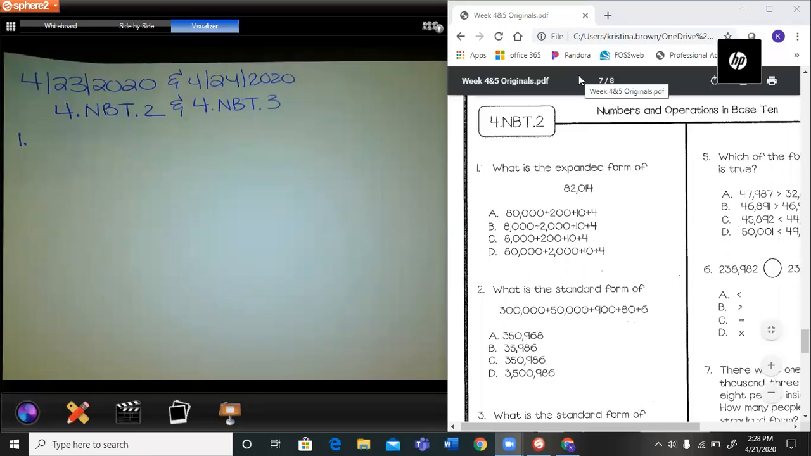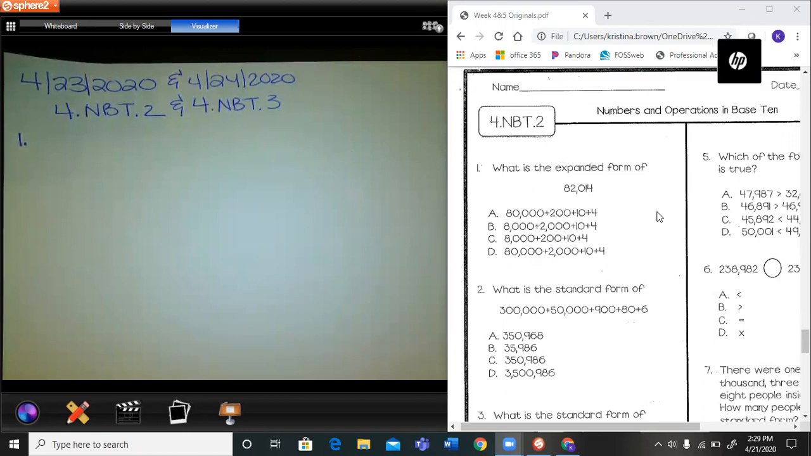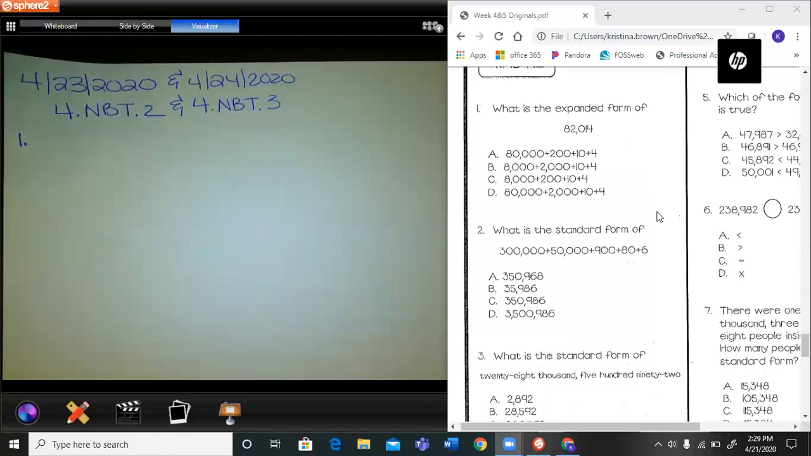Hello everyone, today we are going to be going over our page for NBT2 and for NBT3. These worksheets again are in your math packet that you have been given. We're going to work through, on the left you'll see my work and on the right you'll see the questions. This lesson should probably take around 30 minutes. You can use it to work through your questions or you can use it as a self-check as you finish. So let's jump right in.